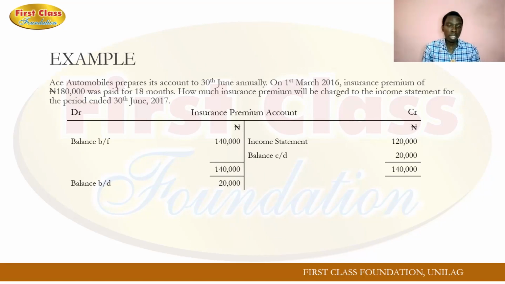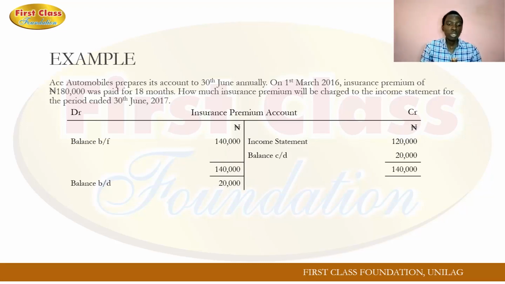So this is our insurance premium account. The balance brought forward is 140,000. How did we get that? I said that the insurance premium was paid in the previous period, and the expense that was charged in the previous period was for only 4 months. That's 4 over 18 times 180,000, and that's 40,000. So the balance represented prepaid expense for that previous period. So the closing balance from the previous period would have been 140,000.